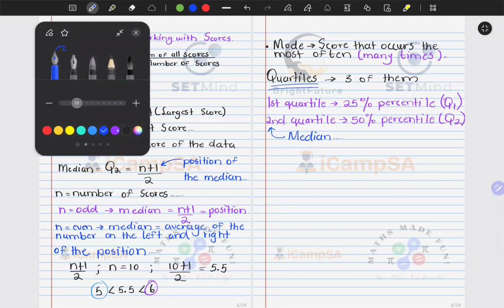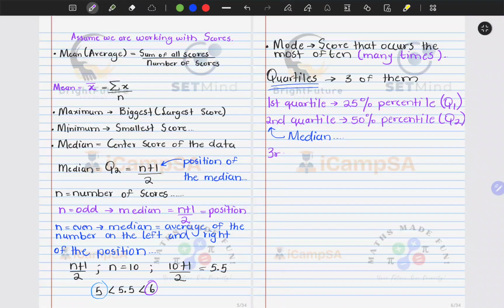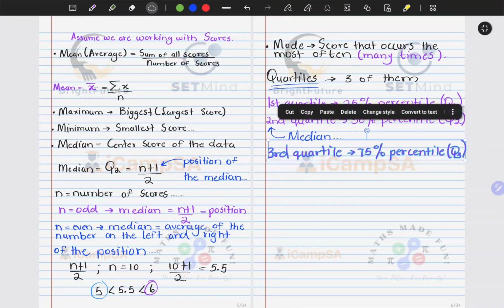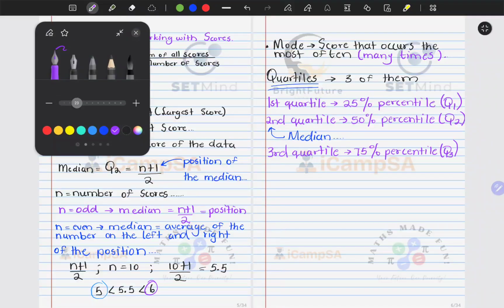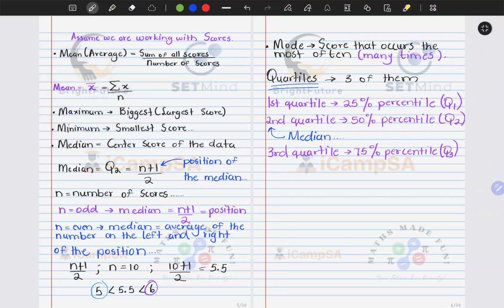Okay. And then let's go ahead and have a look at our third quartile. So we also have our third quartile, and this is also referred to as our 75th percentile. This we will commonly refer to as Q number 3. It will be Q number 3 or Q3.